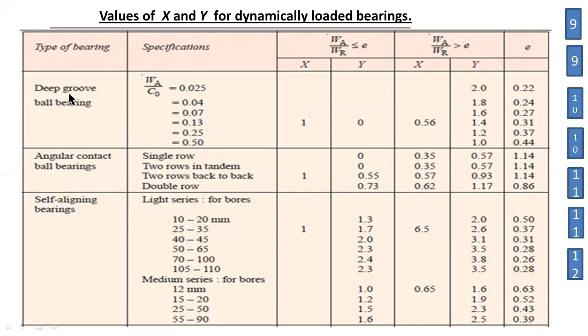So this is the type of bearing, that is deep groove ball bearing, angular contact ball bearing, self-aligned bearings. These are the specifications of bearings, and these are the values of X and Y when the ratio of axial load by radial load is less than or equal to e, and these are the X and Y values when the ratio of axial load to radial load is greater than e. These are the e values where e equal to Wa by Wr.